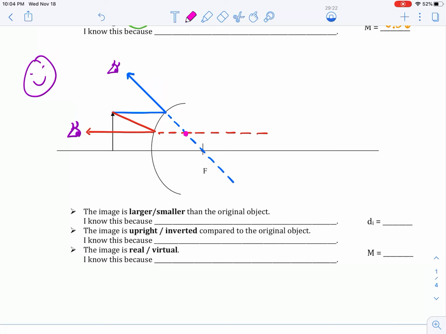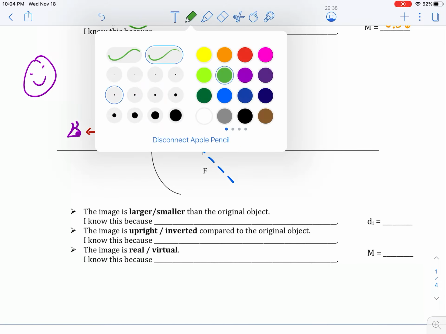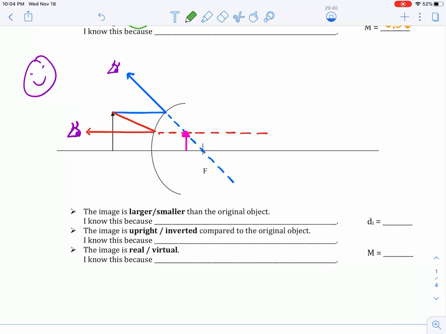So once again, we are going to draw our line so that it originates from the horizontal axis. So we are going to draw, in this case, up to get to that point of intersection. That point represents the tip of our arrow. So this is what my image looks like. So now let's complete those statements about our diagram.